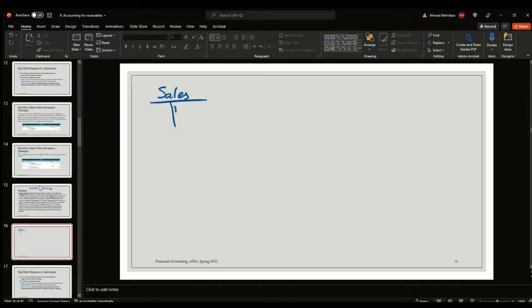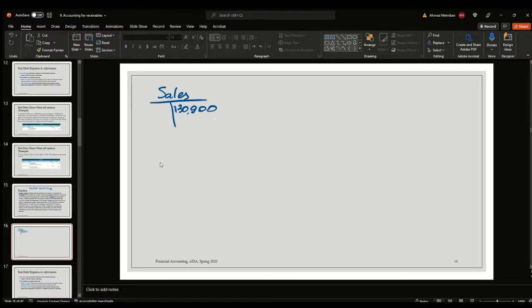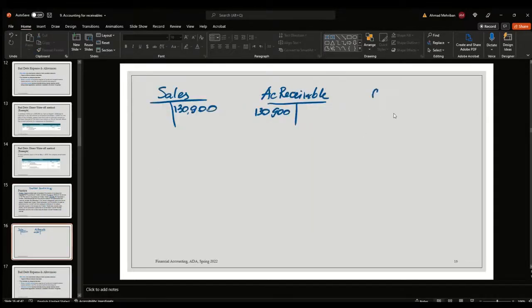100, if I'm not mistaken, 3,900. That was it, right? Yes, and the sale was made on credit. Accounts receivable is going to be recognized through a debit of 130,900. And we can also immediately record cost of goods sold.